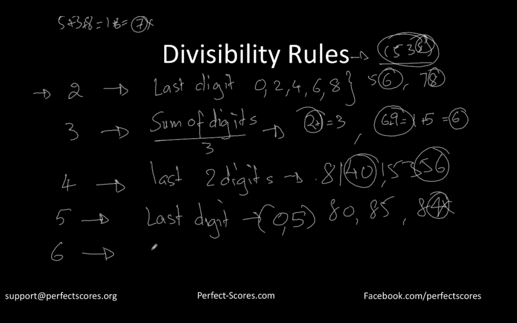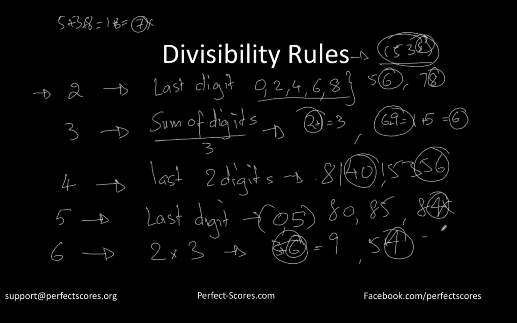Now, the next number is 6. 6 has to follow the rule of 2. That means the last digit has to be 0, 2, 4, 6, 8. And it has to follow the rule of 3 as well. That means the sum of digits has to be divisible by 3. For example, number 36 has a 6 at the end and 3 plus 6 is 9. That means 36 is divisible by 6. Number 54 has a 4 at the end and 5 plus 4 is 9. That means the number is divisible by 6.